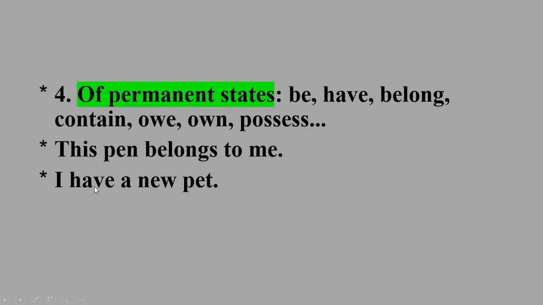You cannot say, I am having a new pet, or he is having a new pet, or we are having a new pet. So these verbs also are stative verbs. I own a car. You cannot say, I am owning a car. So be careful, please. Don't mix up the stative verbs with the verbs which have to do with action, dynamic verbs.